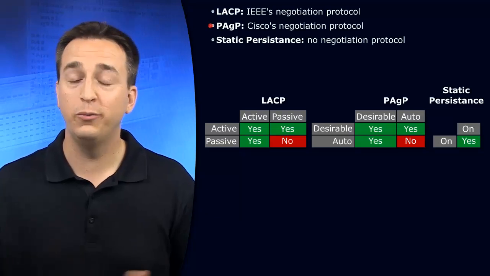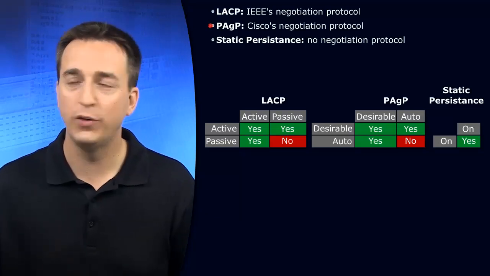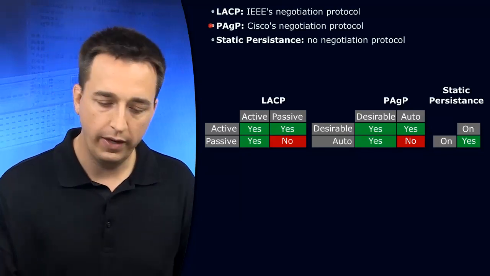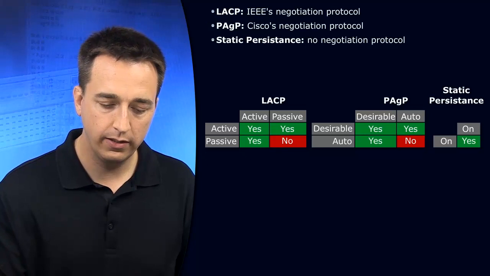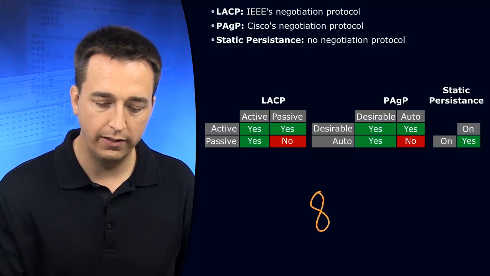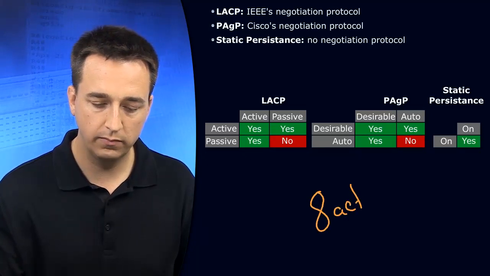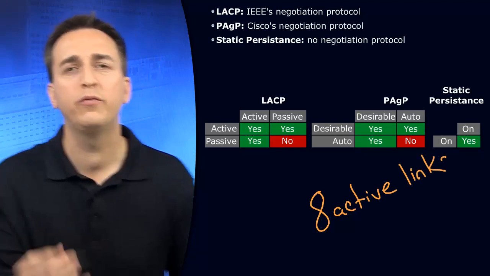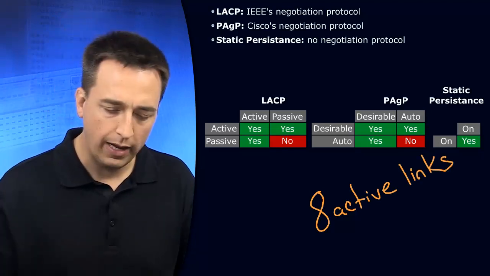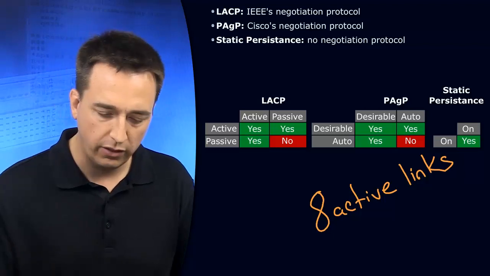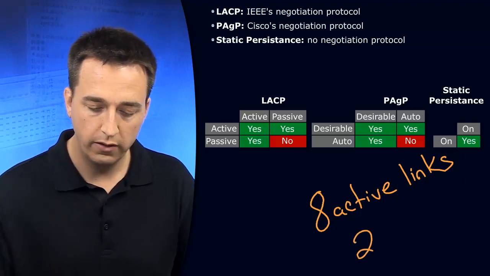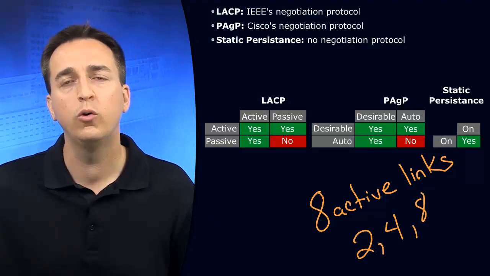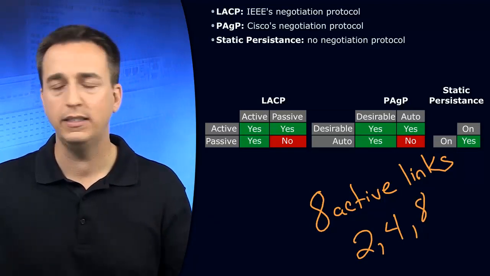What's the difference between the two? Well, they're very, very similar. For example, they both support only 8 active links. And typically when we form EtherChannel bundles, we will put them in pairs of 2, 4, or 8. Powers of 2. And this is the same for LACP or PAgP.